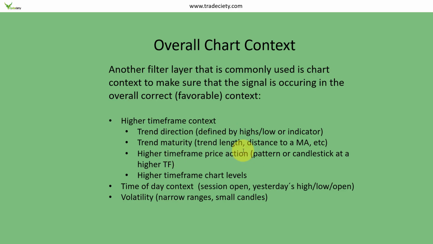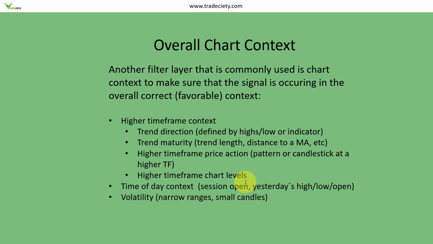You could look for higher time frame price action. So you look for a pattern or a candlestick on a higher time frame and use that as a first filter. You could use higher time frame chart levels. So you could use the weekly pivot, the monthly pivot, a very big support and resistance level on the higher time frame, big supply and demand levels from the higher time frames.